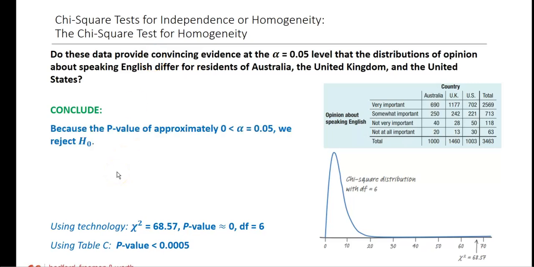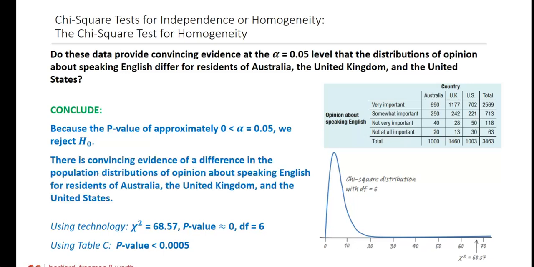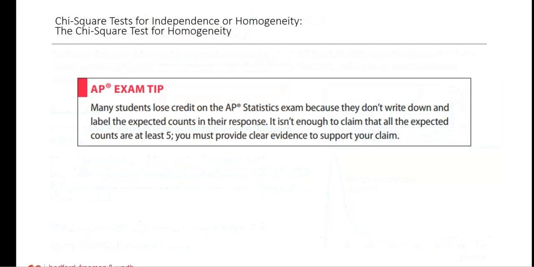So because the p-value is so small, it was approximately 0, which is less than alpha. We reject the null. There is convincing evidence of a difference in the opinion about speaking English for the different countries. If you want to know how the distributions differ, you have to do a follow-up analysis. So this just tells you they're different. Going back to the Malcolm Gladwell, these kinds of tests don't tell you which way they go. It just says, yes or no. There is a difference. That's what it tells us.